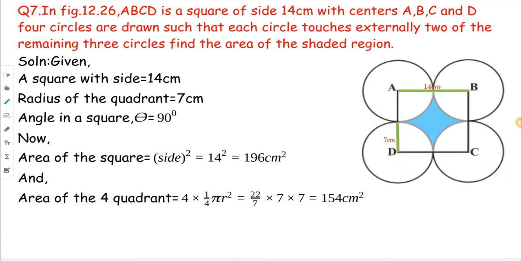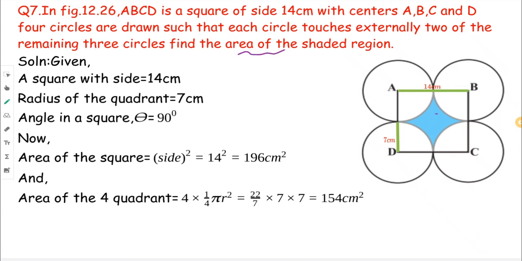Alright, let's do 7 also. Kind of similar to the previous one, right? ABCD is a square of side 14 centimeter with centers A, B, C, and D. 4 circles are drawn. You can already see, right? Such that each circle touches externally two of the remaining 3 circles. Alright, find the area of the shaded region.